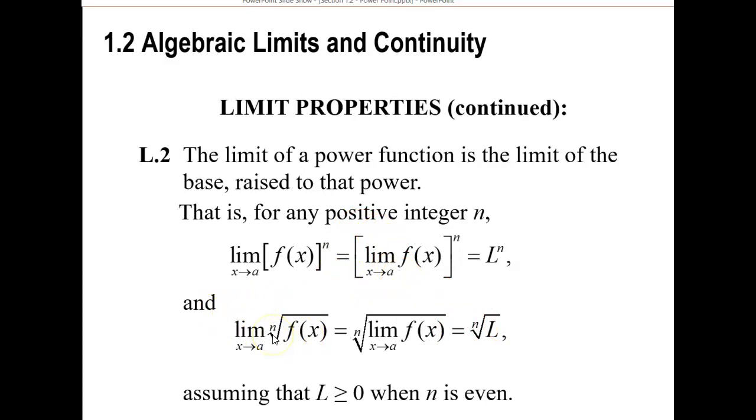Also works for fractional powers or roots. So the limit as x approaches a of the nth root of f of x, you can bring the limit inside and evaluate the limit first, then take the nth root of that result. So you end up getting the nth root of whatever this limit is. Okay, and that would assume that L is positive if n is even, because otherwise you get an imaginary number.